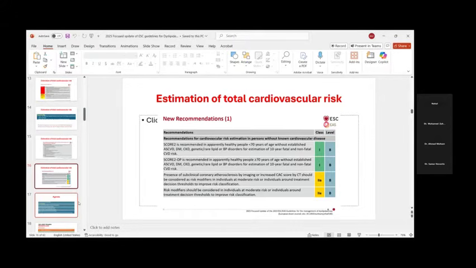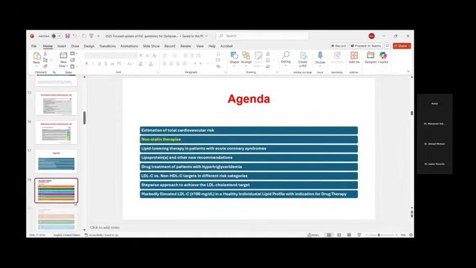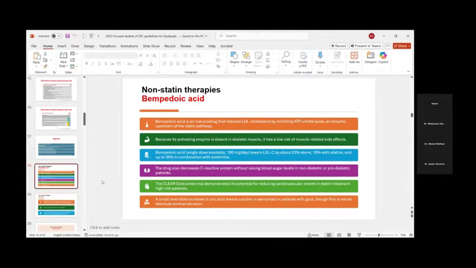The second important update was the non-statin therapy. Let's start with bempedoic acid. Bempedoic acid is an oral prodrug that reduces the LDL cholesterol by inhibiting ATP citrate lyase, an enzyme upstream of the statin pathway. And because its activating enzyme is absent in skeletal muscle, it has a low risk of muscle-related side effects. This is the main value of bempedoic acid, and the clear advantage of bempedoic acid over statin is lack of muscle side effects.